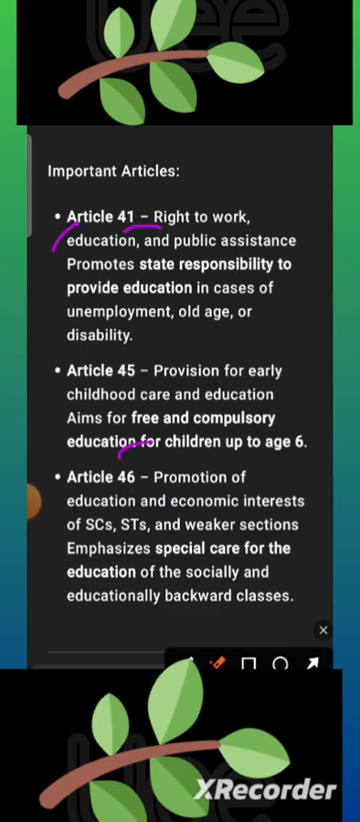Article 46. Promotion of educational interests of SC/STs and weaker sections. Directs the state to promote education among disadvantaged communities to ensure social justice and upliftment. This has led to scholarships, midday meals, hostels, and reservation policies.